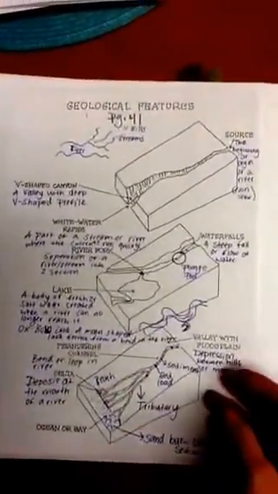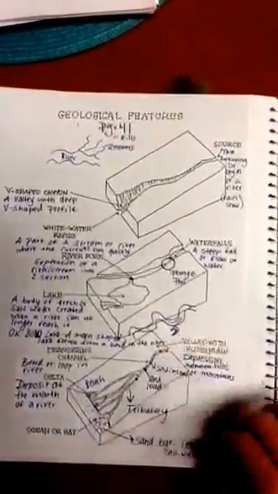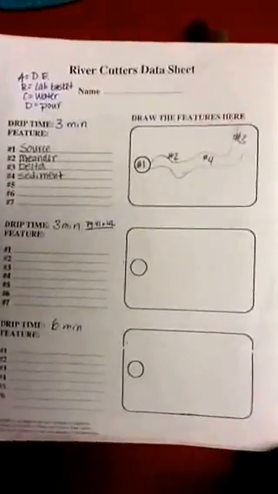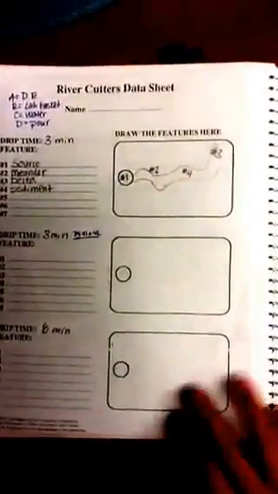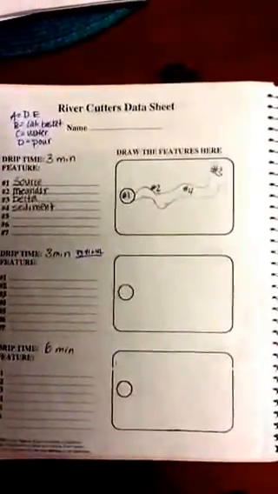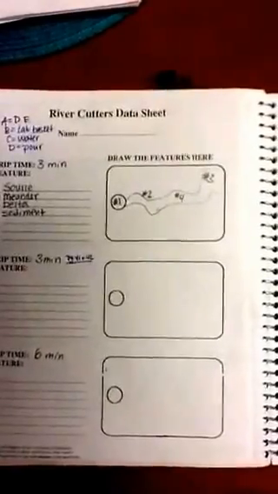And on page 41 are the geological features that we labeled, across from page 42, which is the short glossary of river-related features and terms. On page 43 is the river cutter data sheet. So we did many rivers and ran them down the diatomaceous earth. Your data is there. And then the lab Streams in Action should be completed on page 44.